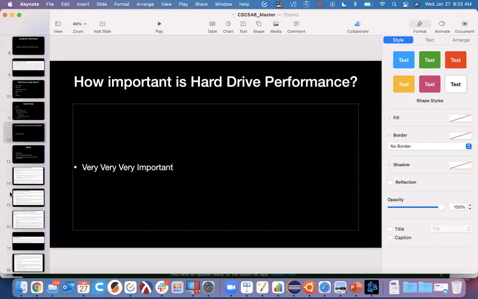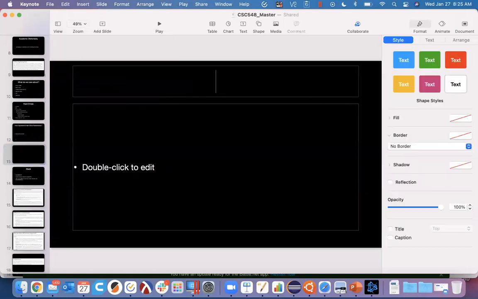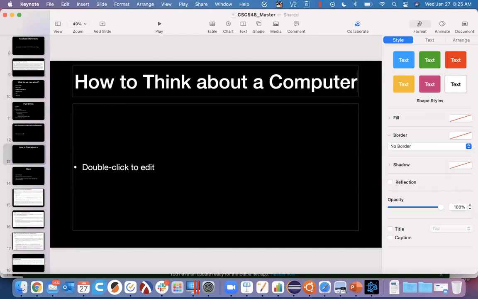Now, one thing I like to think about is how to think about a computer. I mean, SSD was introduced for faster performance of OS services, right? Well, it'd be faster performance for anything, any application that's running, including your operating system, system calls and stuff. Everything will be faster because the access time of that hard drive is quicker.